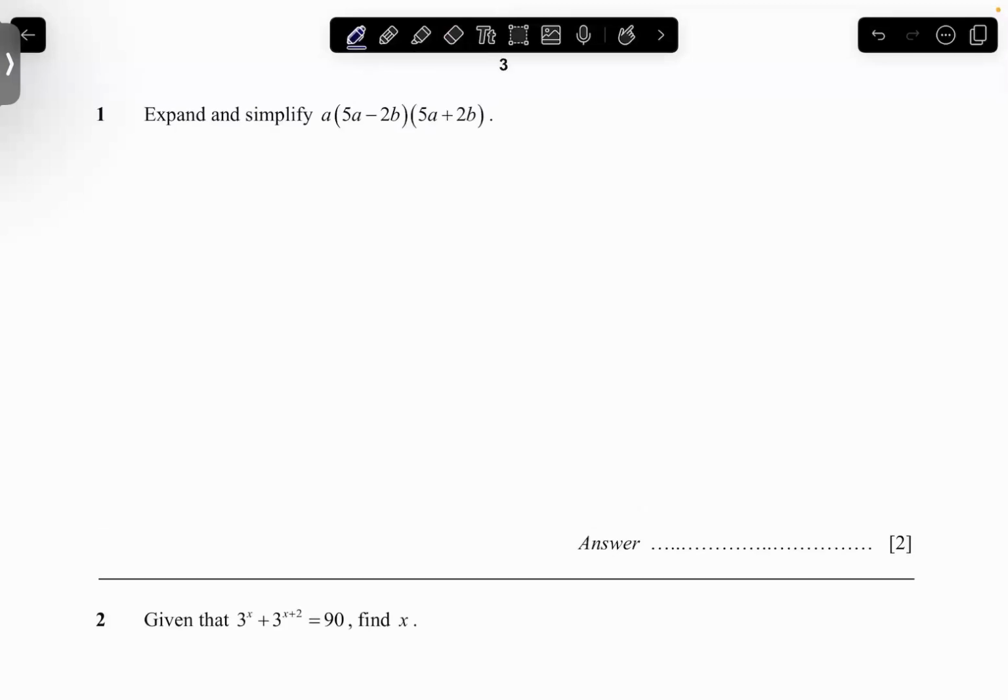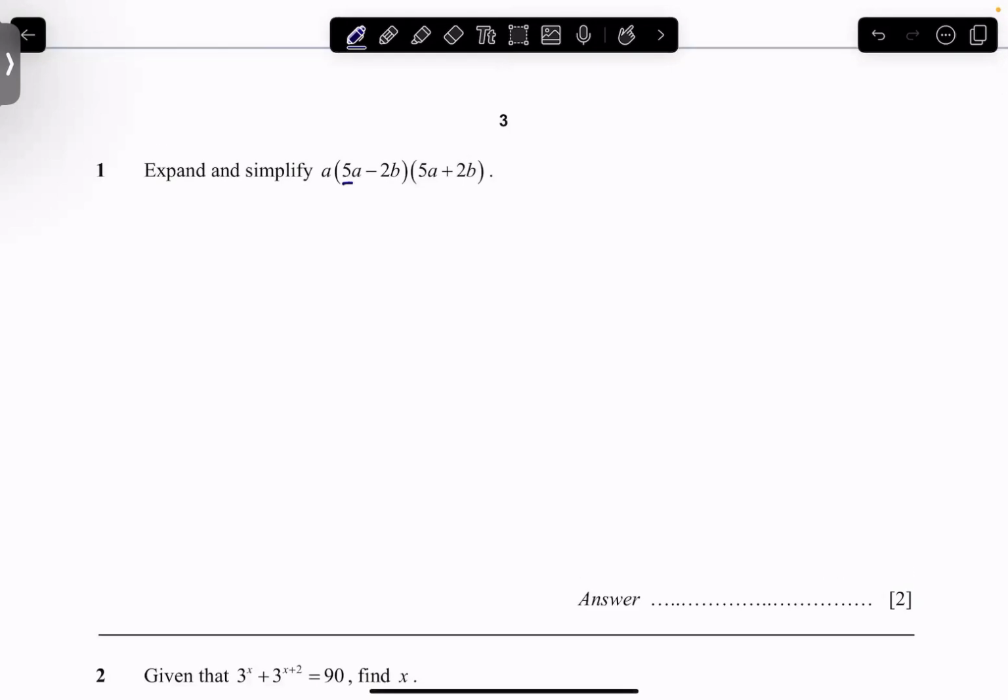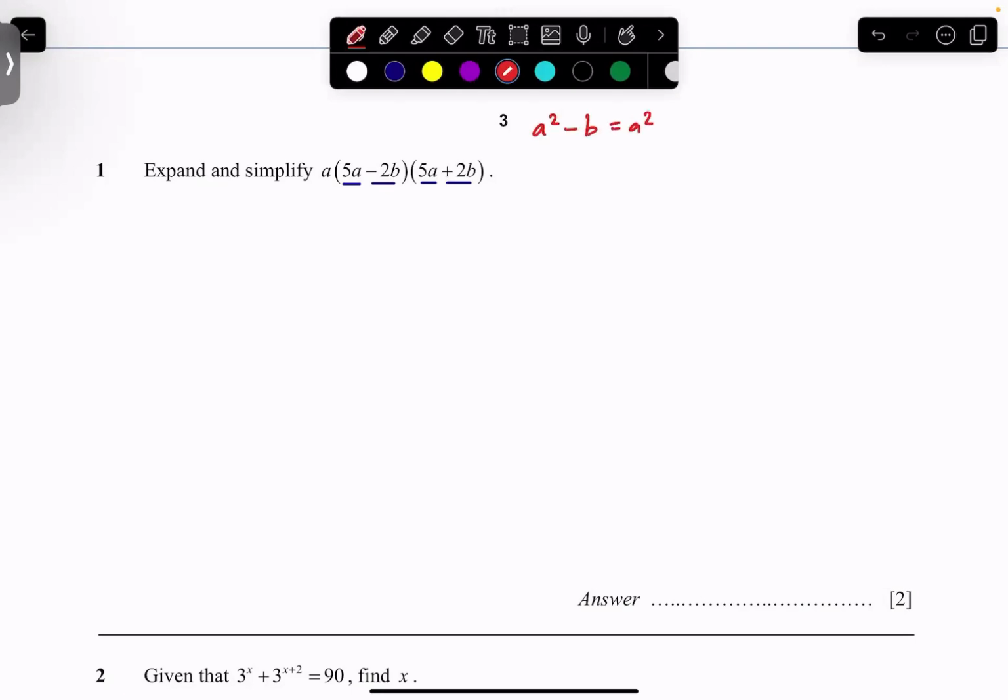Okay, let's look at the first question. (5a minus 2b)(5a plus 2b). Right, what am I saying? Same terms: 5a, 5a, negative 2b, positive 2b. So this reminds us of a squared minus b squared, which is made up of (a plus b)(a minus b).